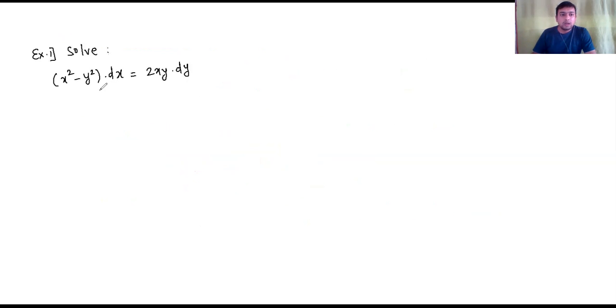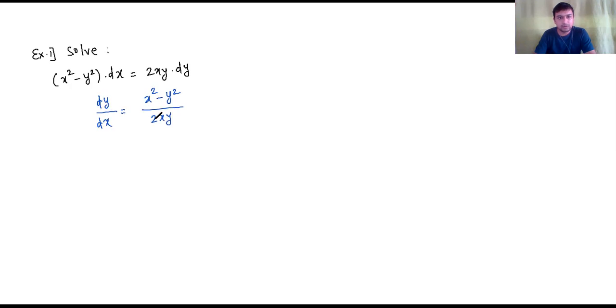So solve the given differential equation: (x square minus y square) dx is equal to 2xy dy. Okay, first, is it possible to directly use the variable separable method? Not possible here, you can check it. So let us write it in the general form of a homogeneous equation. What will I get for dy by dx? (x square minus y square) upon 2xy.